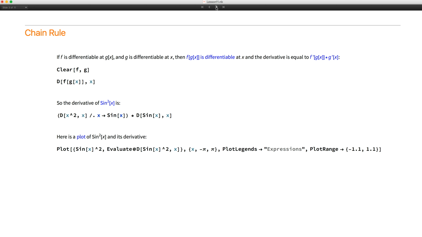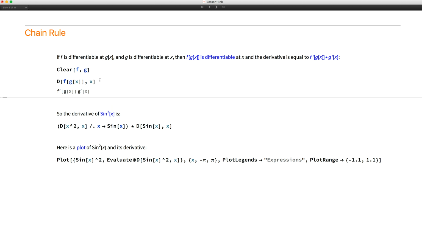Let's begin with a statement of the rule. So if you have two functions f and g, and if f is differentiable at g of x, and g is differentiable at x, then the composition is also differentiable at x. And the main point now is that the derivative is given by g prime of x on the right and then f prime of g of x on the left. Here's an example in the abstract setting. So d of f of g of x is f prime of g of x times g prime of x.